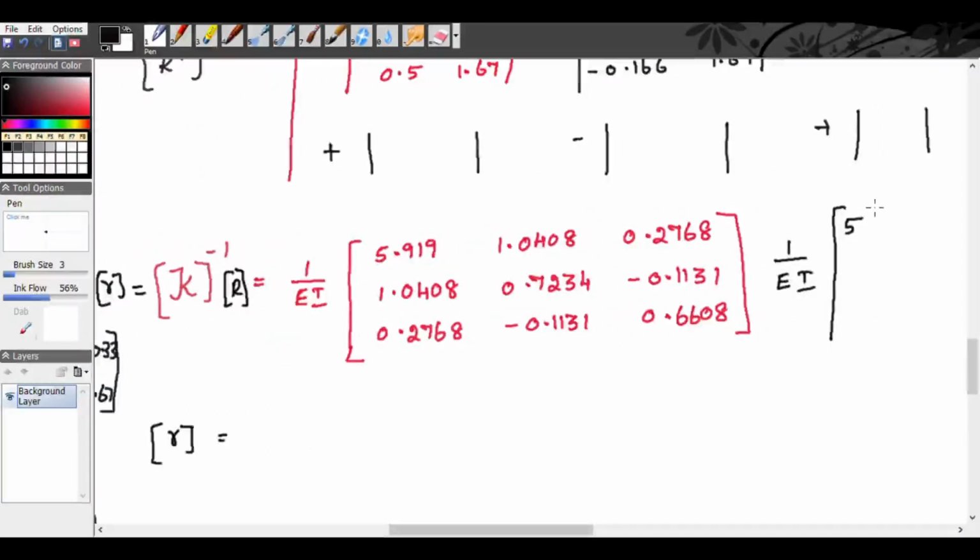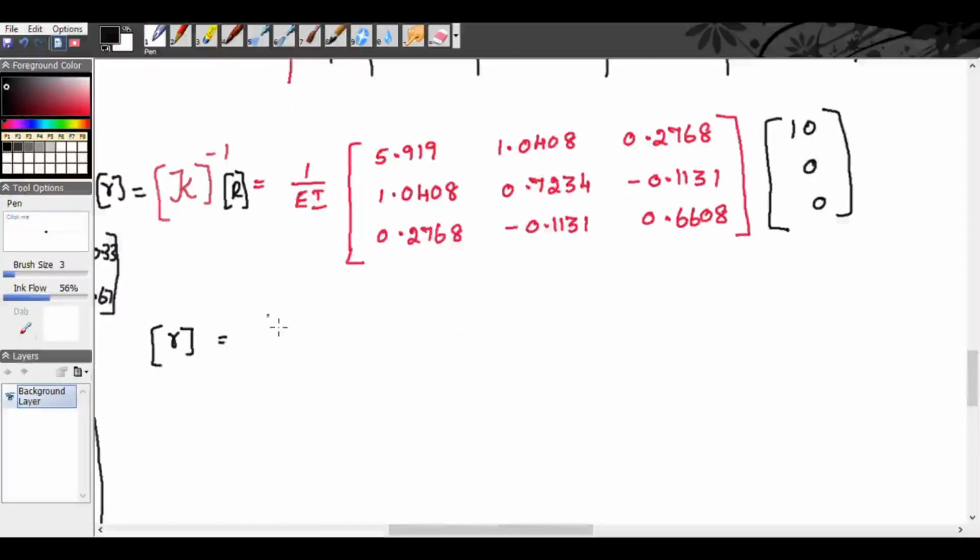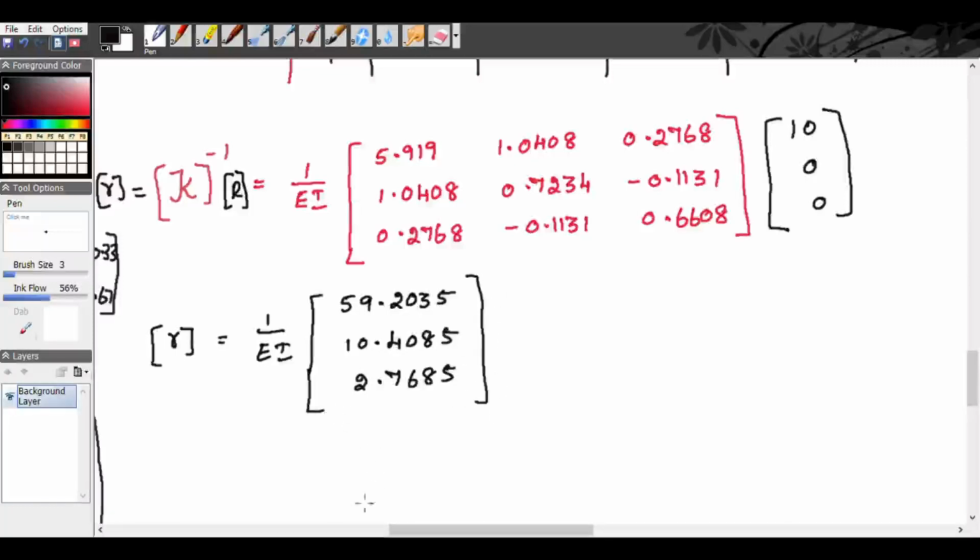So small r is equal to capital R into, sorry, I have written it wrongly. Capital R is 1000. So that you will get your small r as 1 by EI into 59.2035, 10.4085, 2.7685. Okay. So step 8 is over.